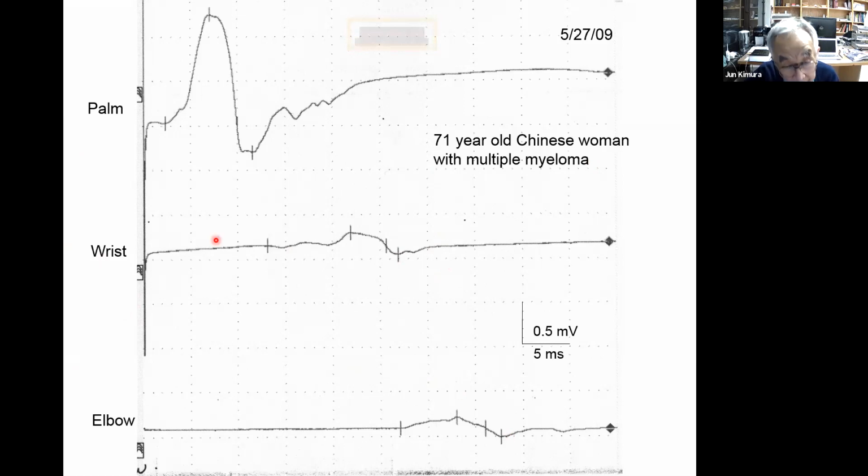But remember, these are proximal sites of stimulation in regard to the carpal ligament. And so what you need to do is to go distal to the site of the lesion, and when you stimulate in the palm, you get a good response indicating that the nerve is still there.